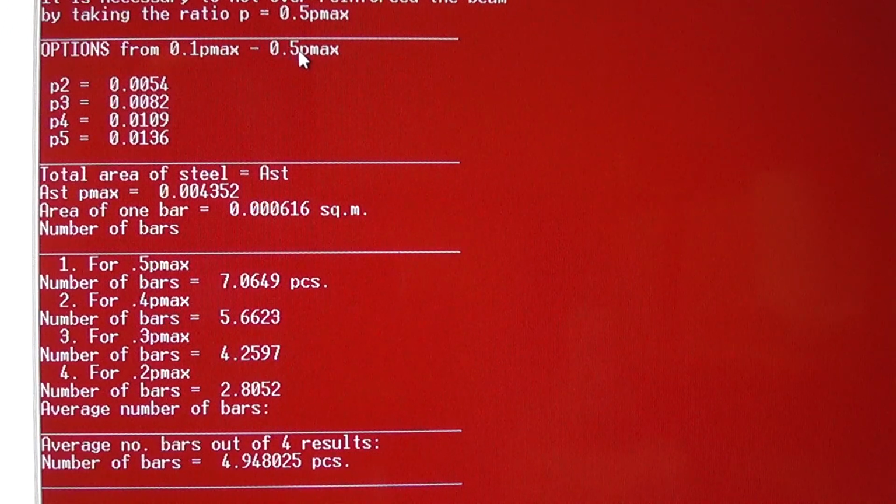If you use this without multiplying by half, which is 0.5, the reinforcement right here for 0.5 P max will double. It's like 28 millimeter bar for one beam. Wow, that is over designed, over reinforced. That's why the ACI code has this warning right here. So here again, 0.5 P max 7, 0.4 there's 6, 0.3 is 5, and 0.2 is like 3.